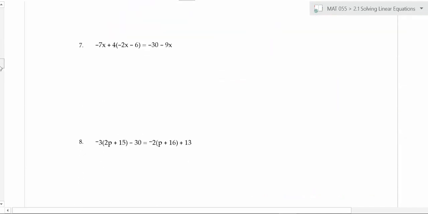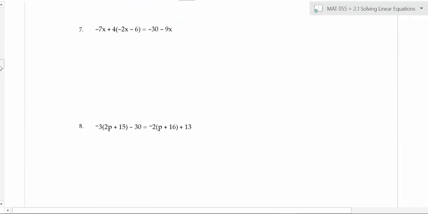Okay, now we're going to move on and do some that are a little bit more complex. Going to number 7. The thing that you want to see on this problem is you have a distributive property, so you want to start there. Just look at that little piece of the problem right there. So we're going to start by doing the distributive property, multiplying the 4 times the 2 terms inside the parentheses. So bring down the negative 7x. Don't forget about that.